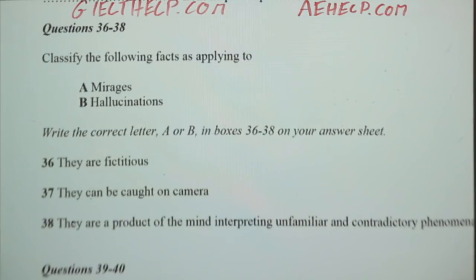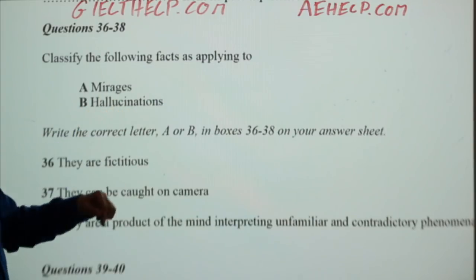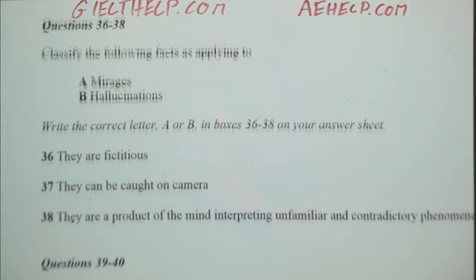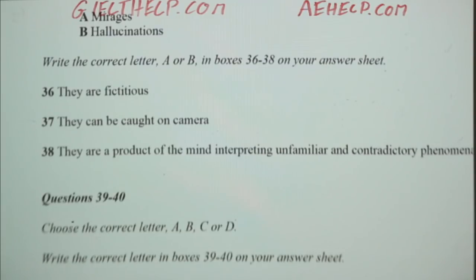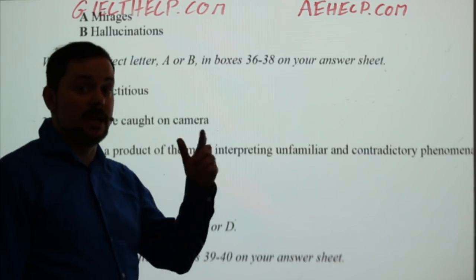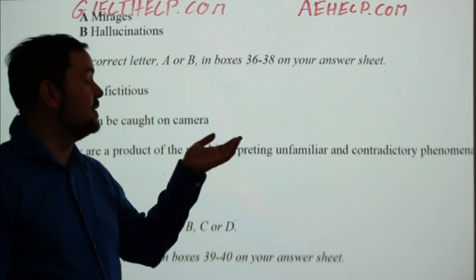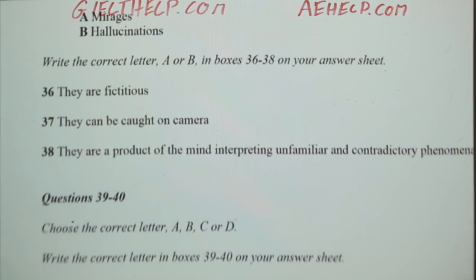So, classify the following facts as applying to mirages or hallucinations. Okay, let's do these ones. Forget about that one, focus on the next questions, and don't run out of time. If I were writing the real exam and I was having trouble like I was with that question, I would just answer it as best I can and then keep going, okay? So here, we can classify these as A, mirages, or B, hallucinations.